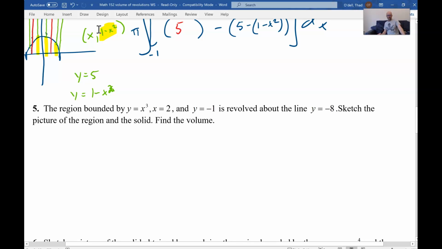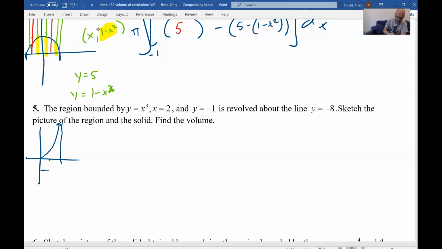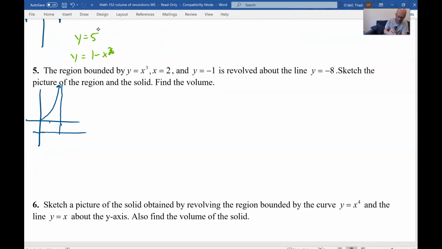So the region bounded by y equals x cubed, x equals 2. So y equals x cubed looks something like that. X equals 2 would be right there. And y equals negative 1 would be right here. And is revolved about the line y equals negative 8. Ooh. So just come down here. Okay. Sketch the picture of the region and the solid.